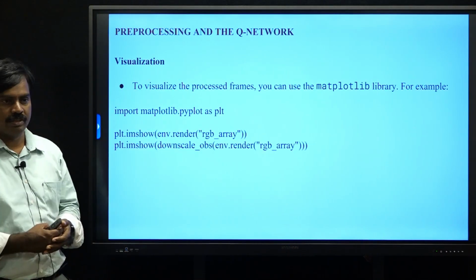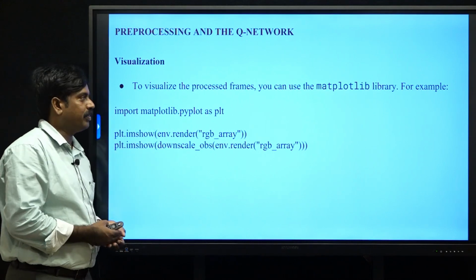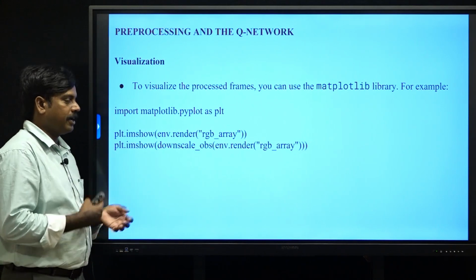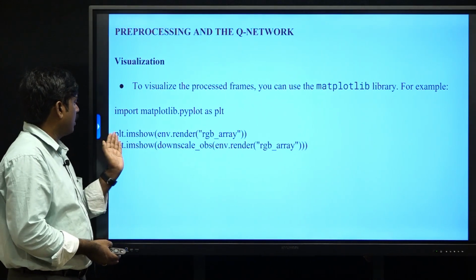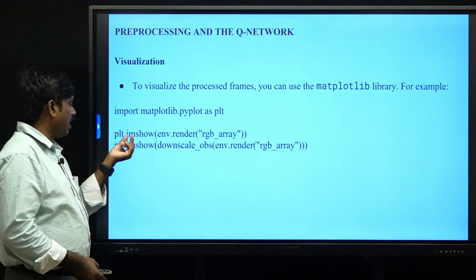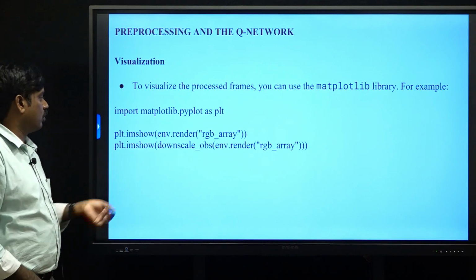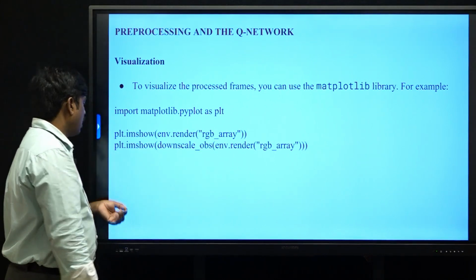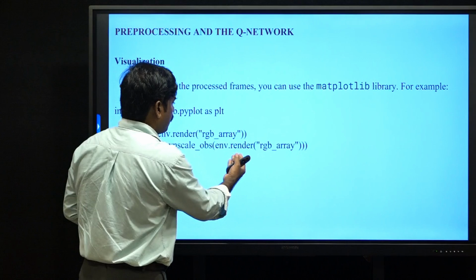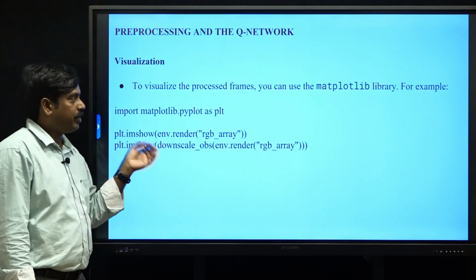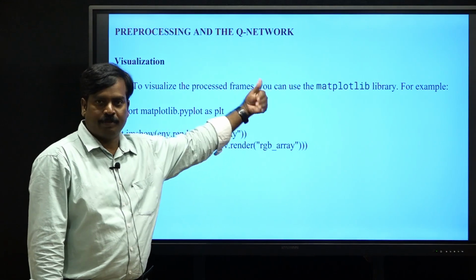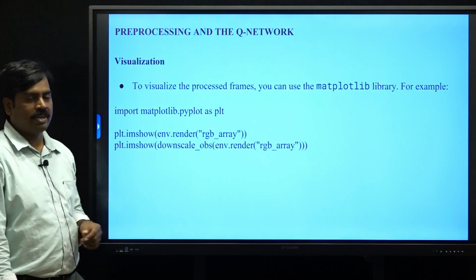And visualization. To visualize the pre-processed frames, you can use the matplotlib Python library to represent the frames. Import matplotlib.pyplot as plt, then plt.imshow of env.render with rgb_array, and plt.imshow of downscale_obs of env.render rgb_array. We display the visualization of the pre-processed frames using matplotlib.